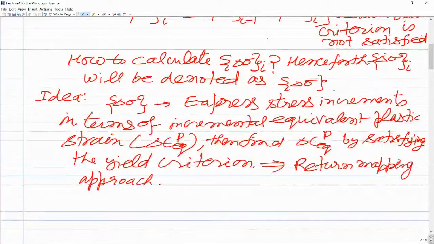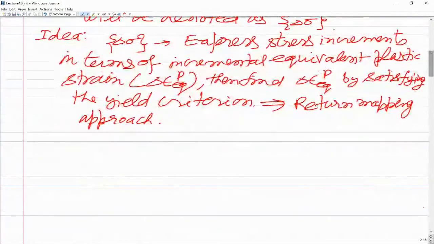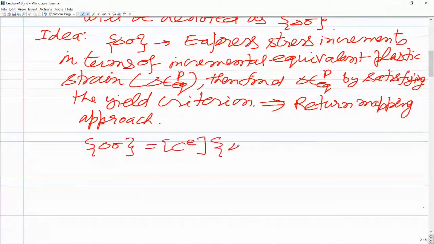So let me explain how to do this. The first step is to express the stress increments in terms of the incremental equivalent plastic strain. So how do we do that? We go back to the basic equation, but we have to somehow satisfy the yield criterion. We know that delta sigma, the basic equation, we have written in terms of CE into the elastic part of the strain, which is the total strain increment minus the plastic part of the strain increment.